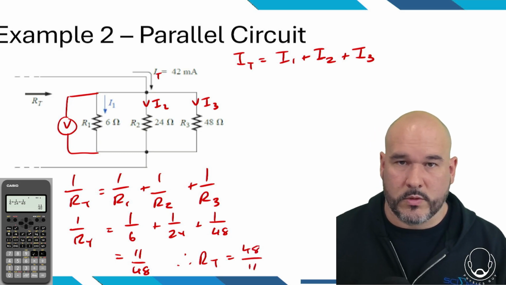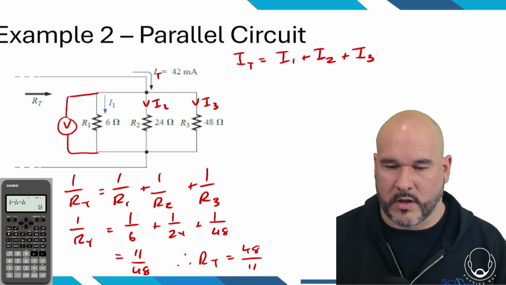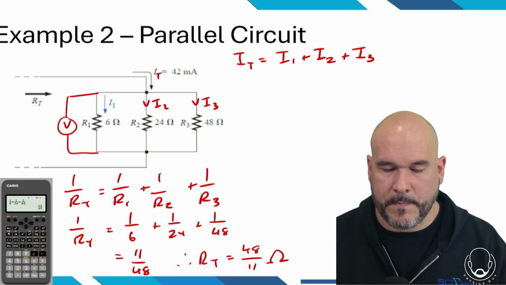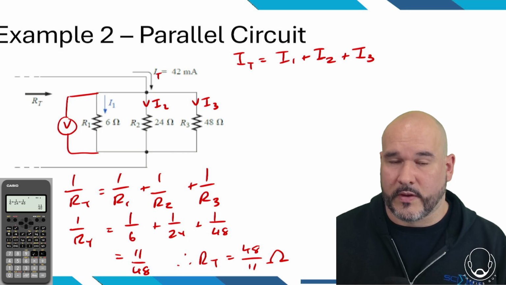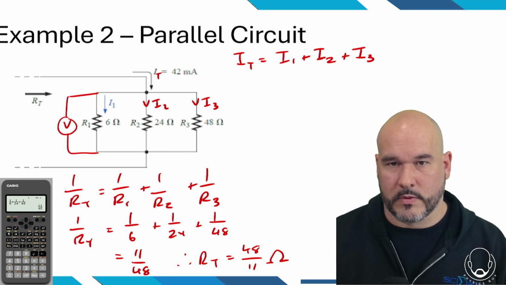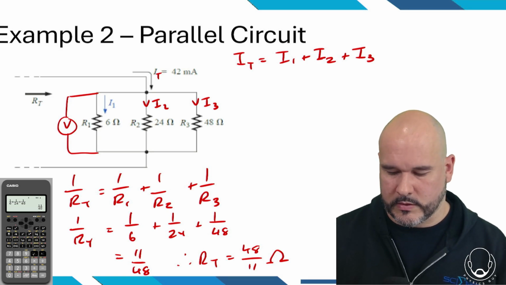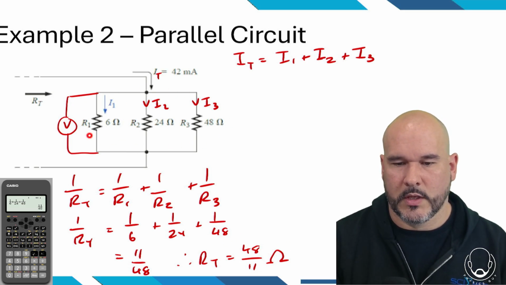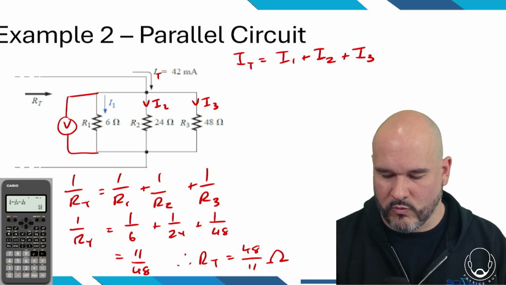Some teachers want you to round off for sig figs here. Whatever, I don't really care about sig figs. So 48 on 11 ohms. And then we're going to find the voltage across the combined parallel resistance. What we've done here is reduced these 3 resistors to one effective resistor, and therefore to find the voltage across, we're just going to do our regular Ohm's law.